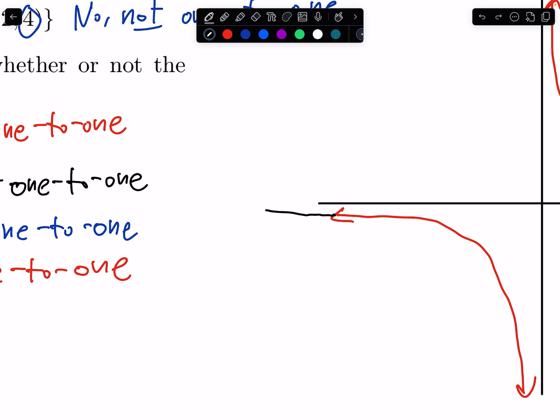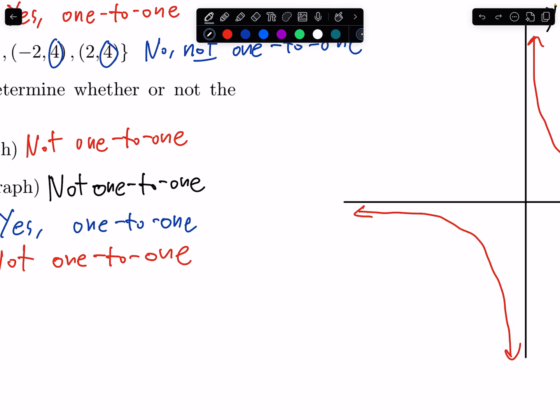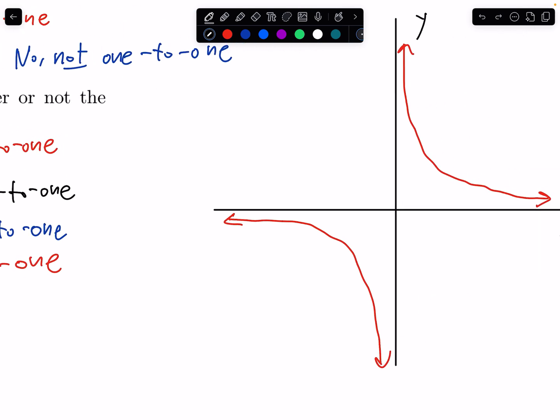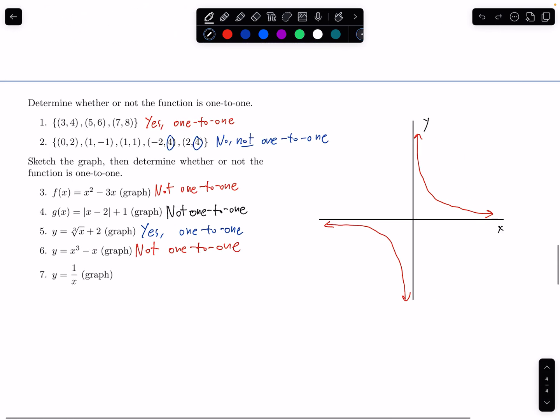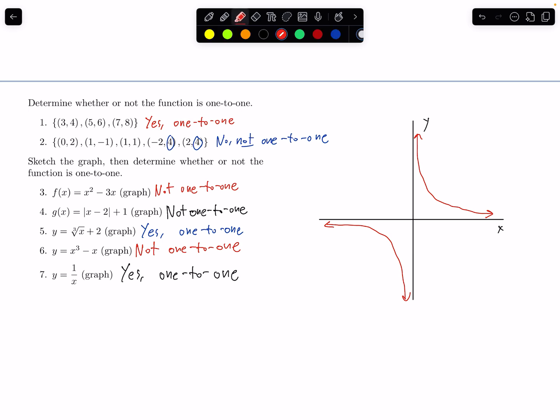In truth, this guy here is getting closer and closer and closer to the x-axis, and it's always getting closer. It's always just getting slightly closer. Even if it's an infinitesimal amount, it's always moving upwards. So that means there's never a spot where I'm going to draw a horizontal line and it's going to cross at the exact same spot 2 different times. Which means this time it passes the horizontal line test. So yes, it is 1-to-1. Which means it's also going to be invertible.